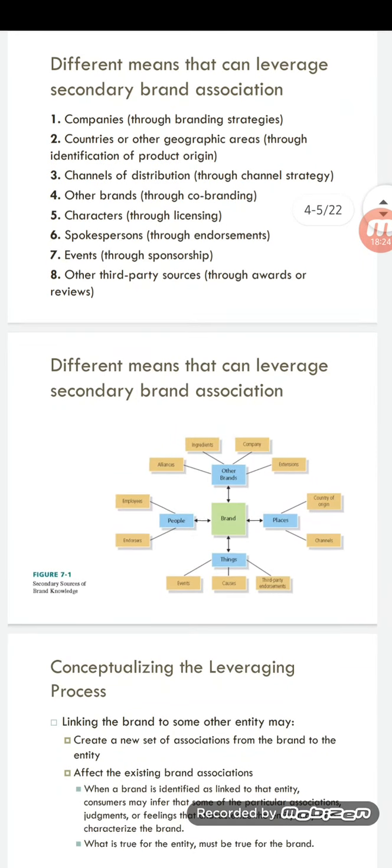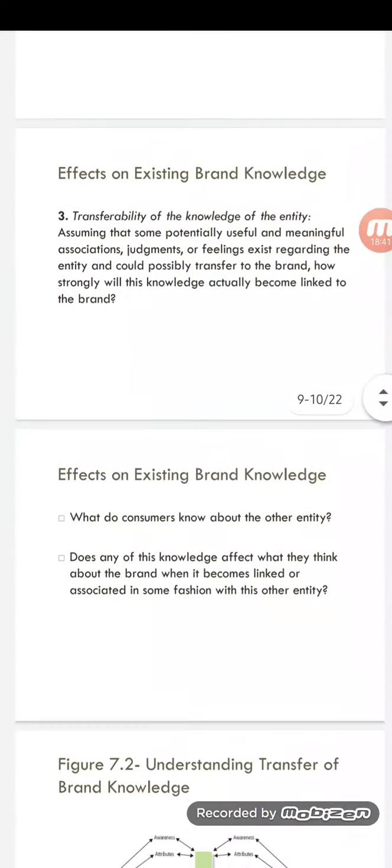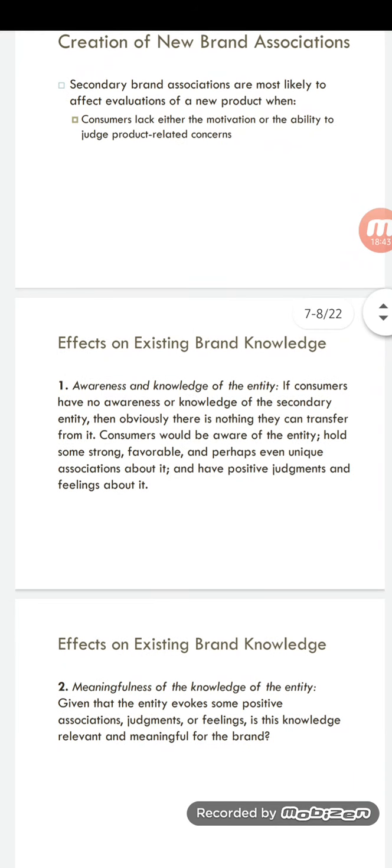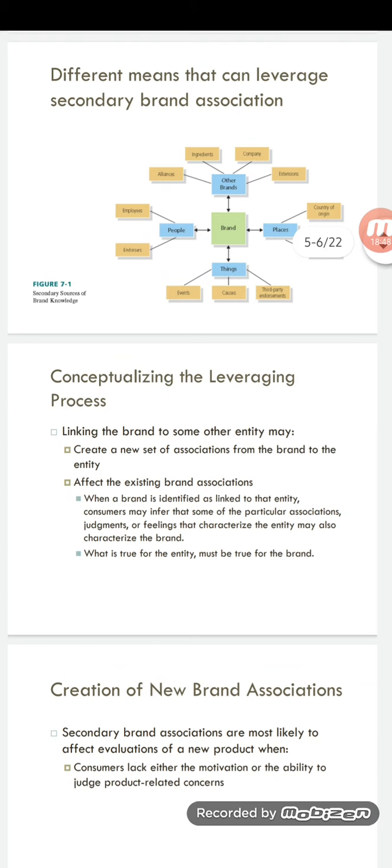So if you are asked a question on the ways and means by which secondary brand association can be leveraged, this is how you start writing your answer. You draw this diagram, you write down the 8 points, and you explain each and every point. Okay, so as we go further, I will not be discussing this in detail, because there is a lot of detail given in the PPT itself.